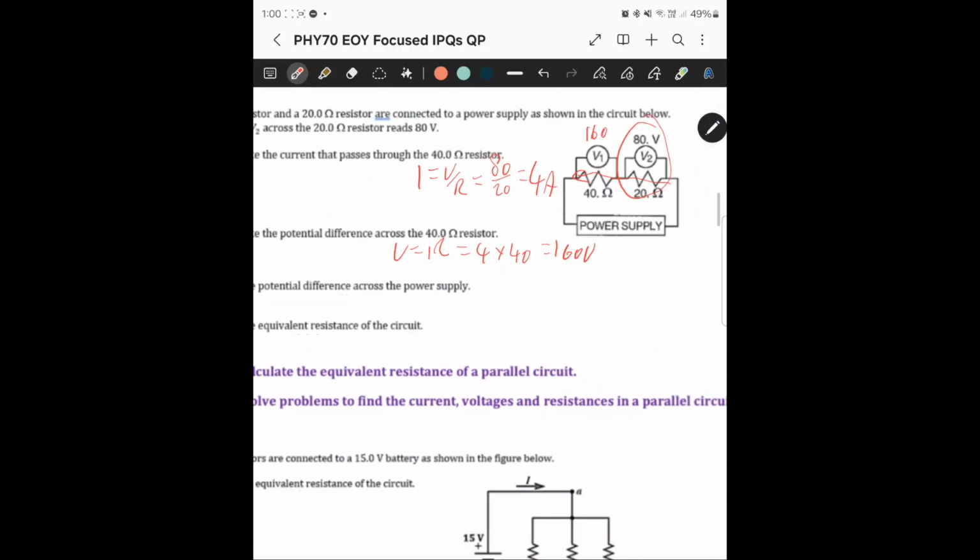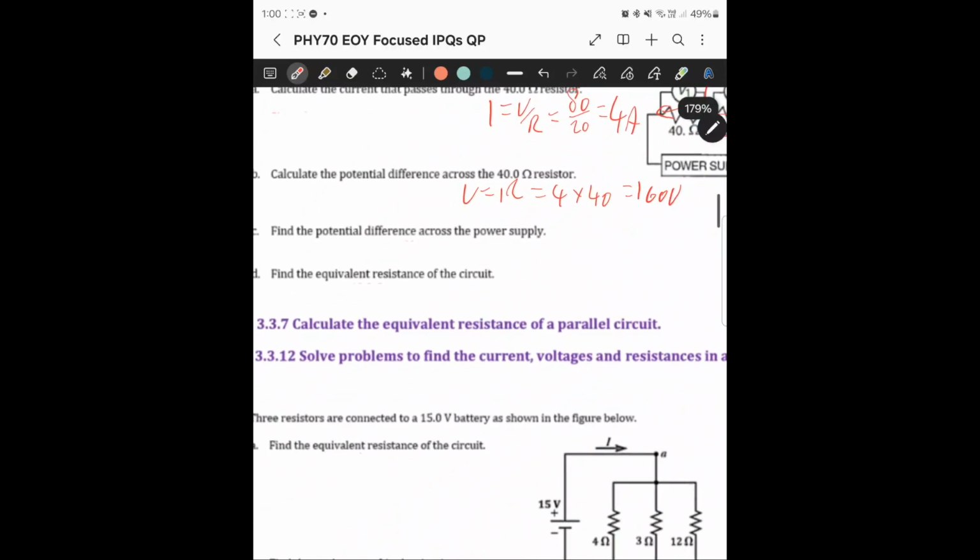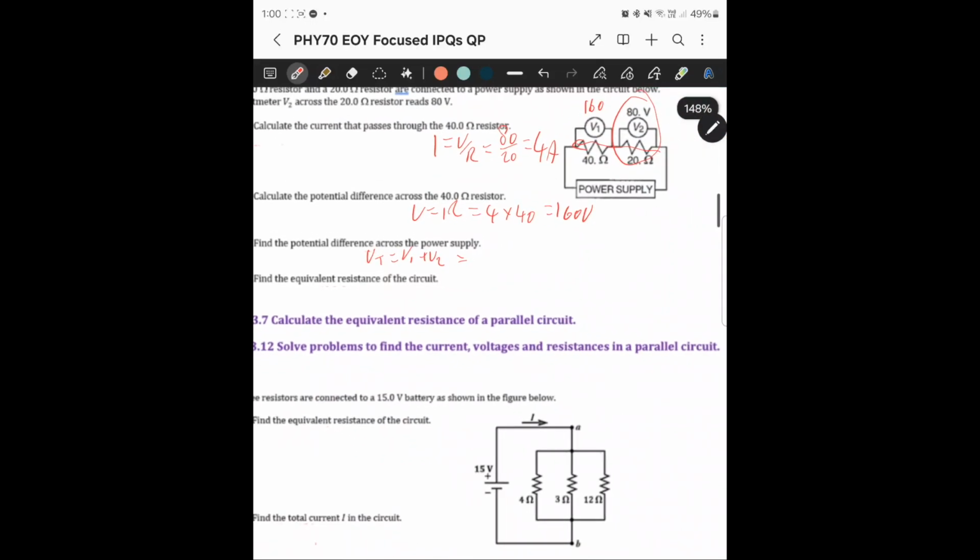Find the voltage across the power supply. Alright, well if that's 160 and that's 80, that's easy, I just add them, right? V total is V1 plus V2. In series circuits, the voltage, you just add them. 160 plus 80 equals whatever that is. I'm too tired to think. Let's just use the calculator, shall we? 160 plus 80, and that will give me 240.